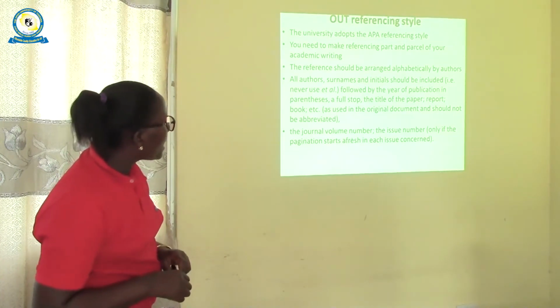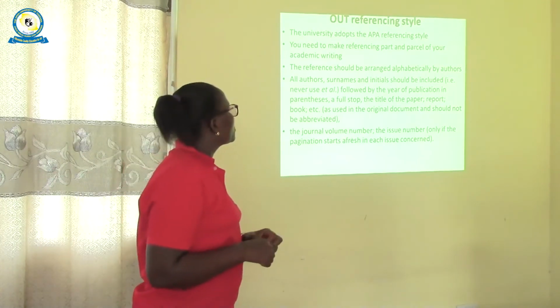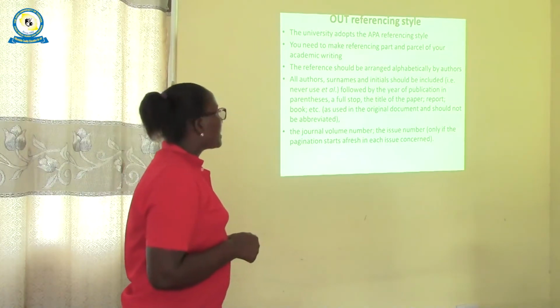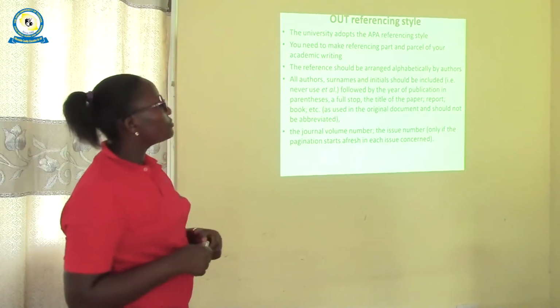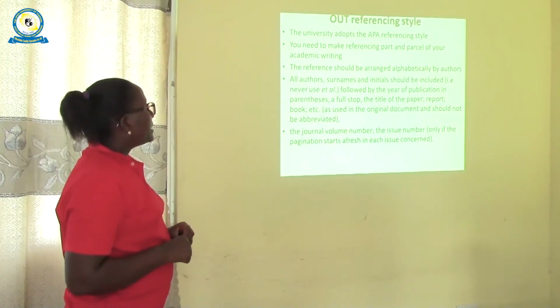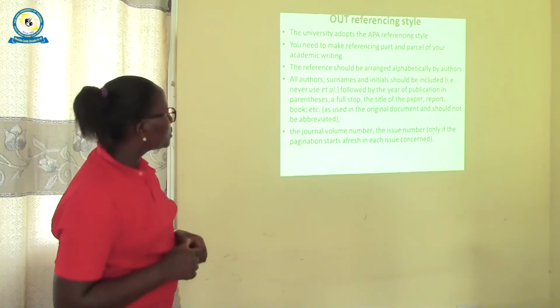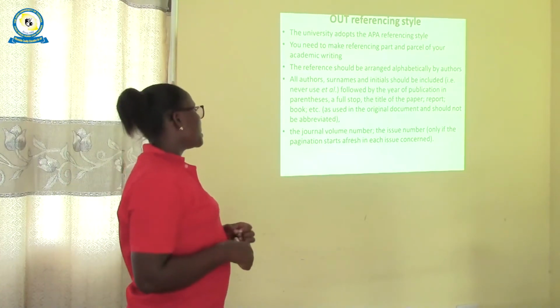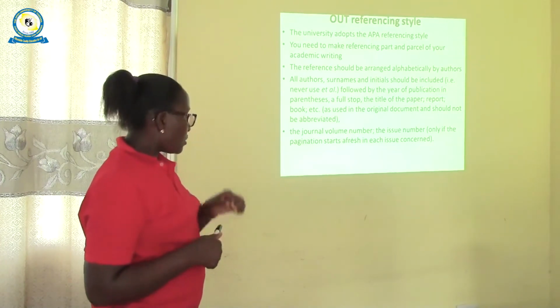So the references should be arranged according to APA style. The references should be arranged alphabetically by authors' surname, and initials should be included. And the journal volume numbers and the issue are included only if the pagination starts afresh in each issue.